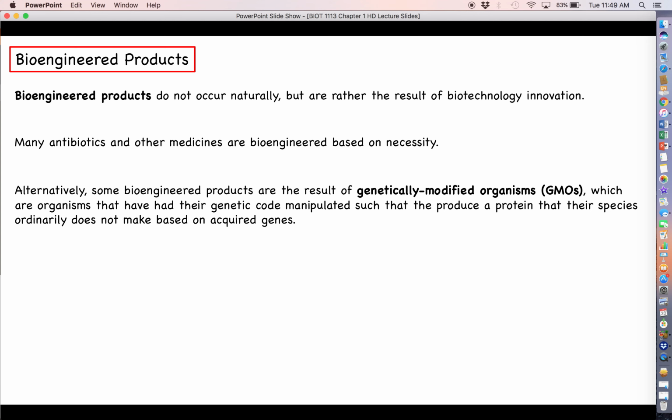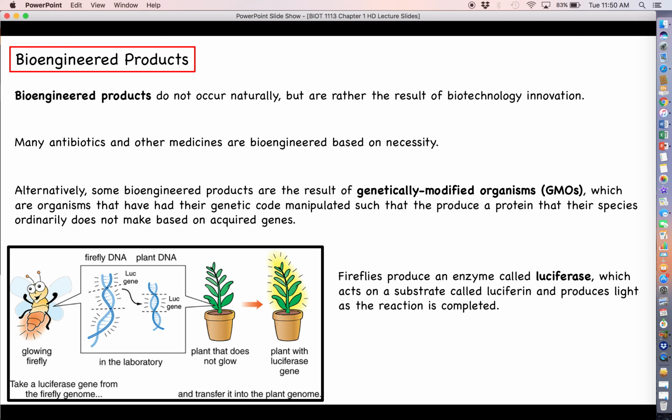we're trying to do. So a GMO is an organism that has had its genetic code manipulated in such a way that this organism now makes a new type of protein that they did not make previously. They're able to make this new protein because they have acquired a new gene or a modified version of a gene that they already had. So let's look at an example of that.